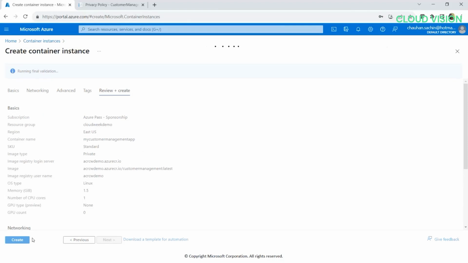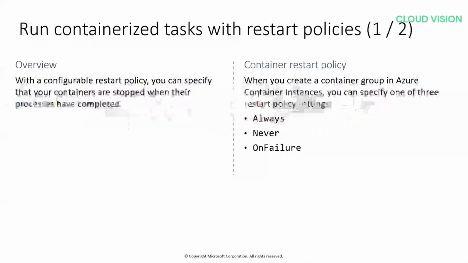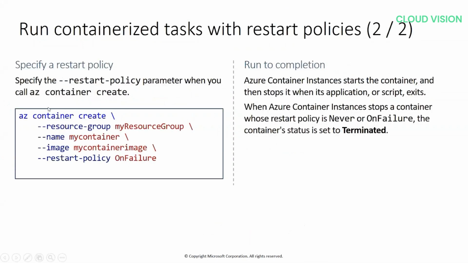Now we can also create this restart policy with the CLI. You can see in the next slide, we are doing it. az container create: I'm creating a new container in this resource group with the name my container. This is the image, I can provide the path of that image, and the restart policy On Failure, so I can specify that. What I did graphically, you can do with the CLI as well. So Azure Container Instances starts the container and then stops it when its application or script exits.